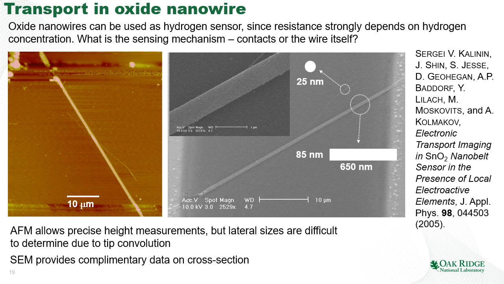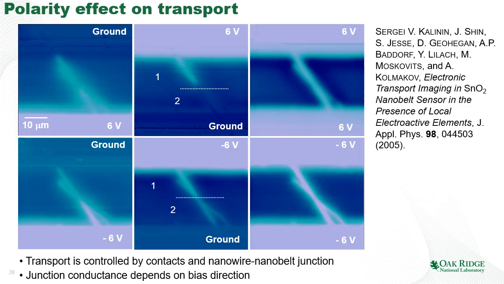So the idea here is that AFM allows precise height measurements, but the lateral sizes are difficult to determine due to the tip convolution effects. At the same time, scanning electron microscopy provides no information about the height, but very precise data on the cross section. So ideally, we want to combine these techniques to actually have a good idea of what we are looking at. And then we start to see very interesting phenomena.